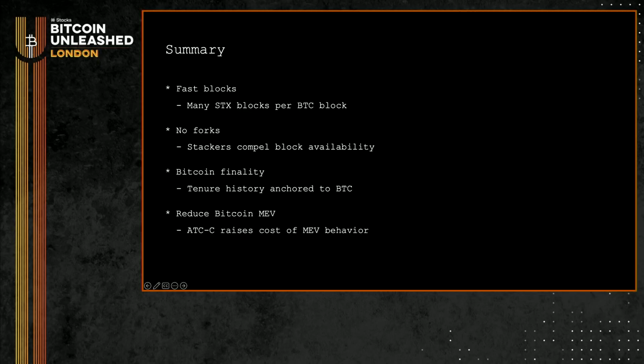So in summary, we got our fast blocks. There's many Stacks blocks per Bitcoin block. Signers are in the loop for producing those fast blocks in order to ensure that those blocks are widely replicated.